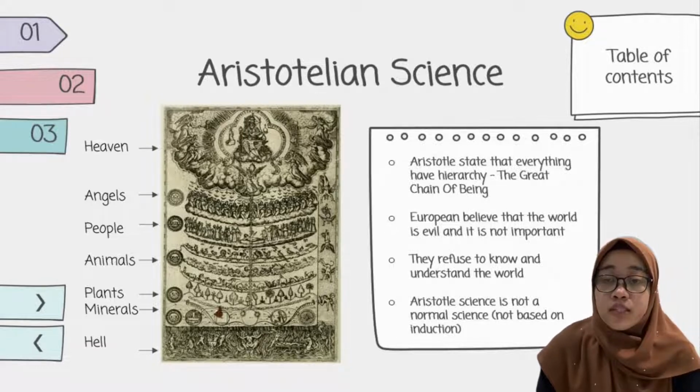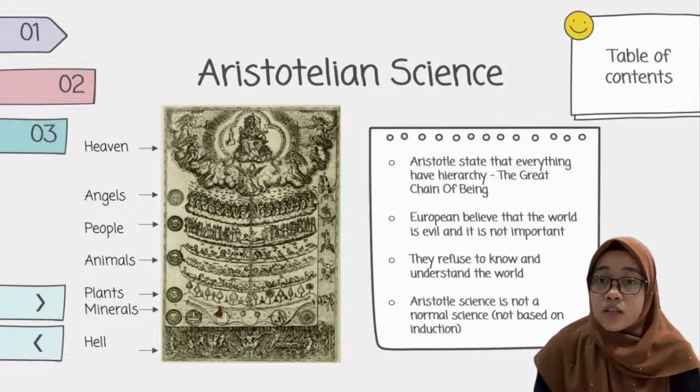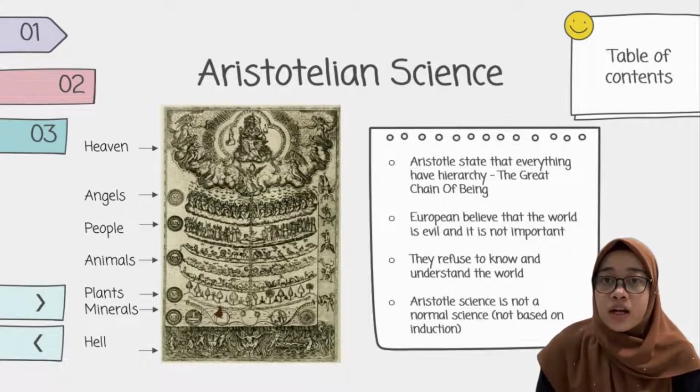Under the influence of Saint Augustine, the Europeans believed that the world is full of evil and misery. They thought that the imperial heaven is the only one that is important, and earth is not. So that is the reason why they refused to know and understand the world. Aristotle's science is actually not a normal science based on induction, where we do experiments. But still, the Europeans believed everything that Aristotle said without proving whether it was true or not.